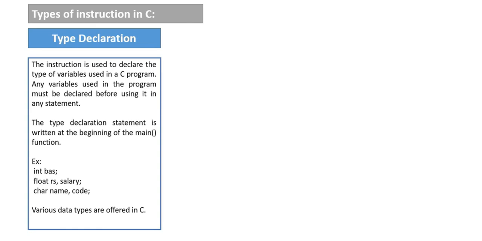If you see the example, int base means an integer value. float rs, salary means the rs and salary variables are of floating type, that means decimal numbers. char name, code means name and code are of character data type. C offers various data types that will be discussed in this session.